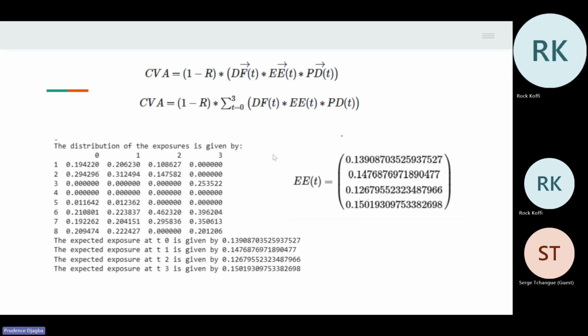And our CVA is just the dot product between, because here we get 3 vectors, the discount factor at a particular time t, you have a vector there, and the second vector is the expected exposure, and the cumulative probability of default at time t. So we just evaluate the dot product between all those vectors and multiply by the loss given default.